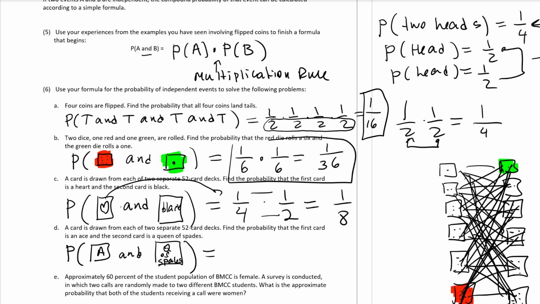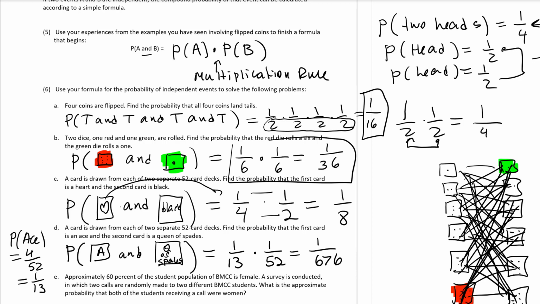So let's review. The probability that it is an ace: how many aces do we have? We have 4 out of 52, which reduces to 1 out of 13. There's 1 ace within each suit. How many queens of spades are there? Well, there's only 1 out of the 52 cards. You multiply 13 times 52, and you get 676. A low chance of that happening.